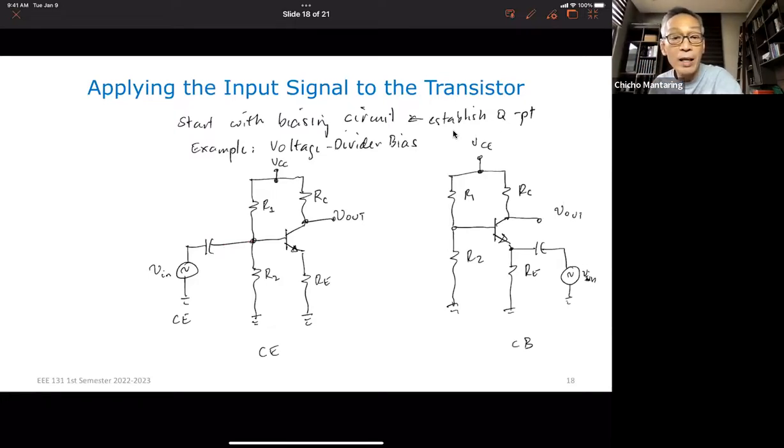Okay. And then the common collector will look like this. So this is the V out for my common emitter, and this is the V out for my common collector. If I apply V in here, I get my output at the collector, that is a common emitter circuit. I get an output at the emitter, that is my common collector circuit. So that's how you actually design or develop your transistor amplifier circuit.